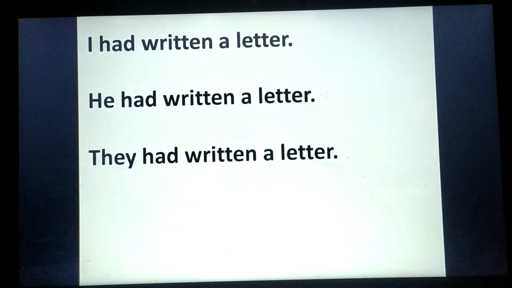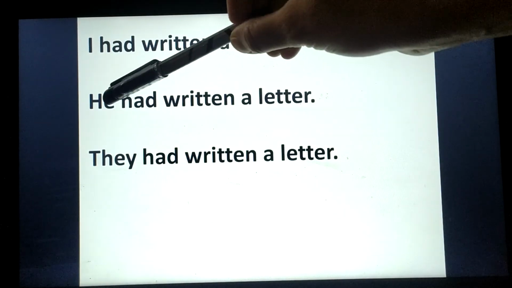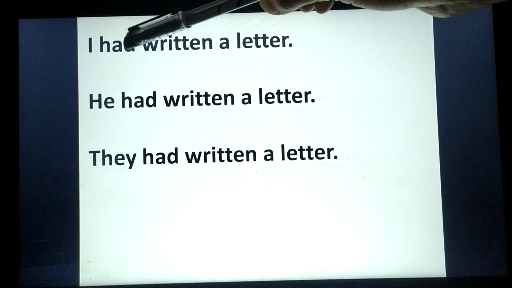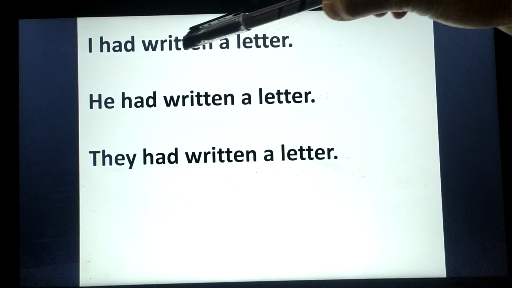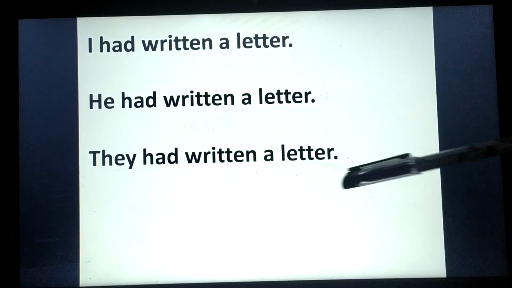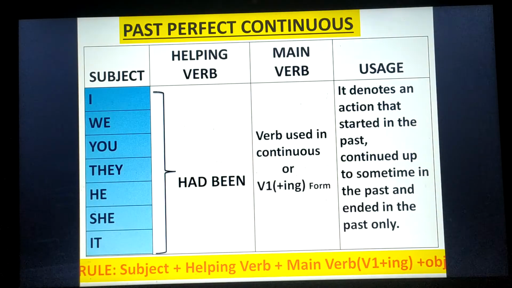Here I have a few examples. I had written a letter, he had written a letter, they had written a letter. Here you can see with all subjects, whether it is I, he, or they, we have used the same helping verb had along with the third form of verb. The third form of verb means write, wrote, written. Written is the third form of verb, right? And then the object.